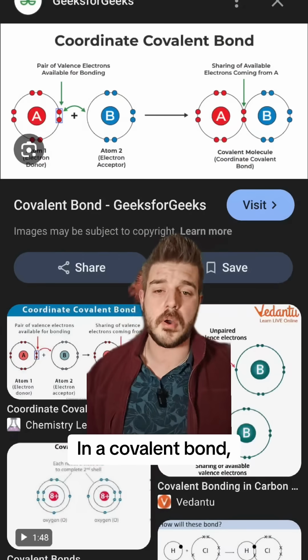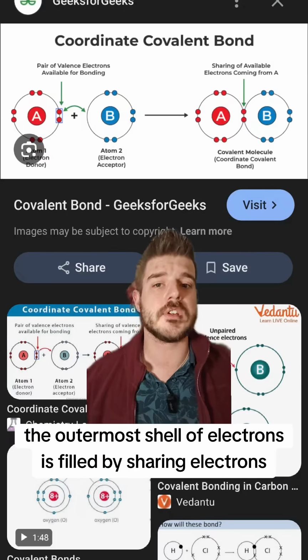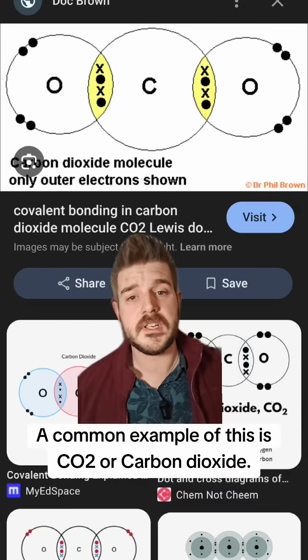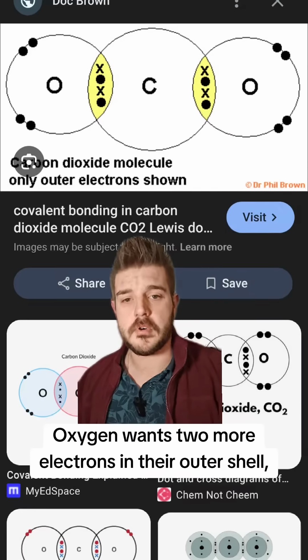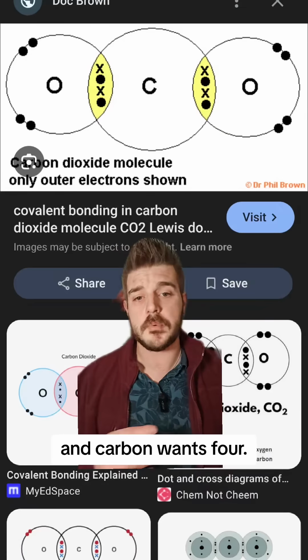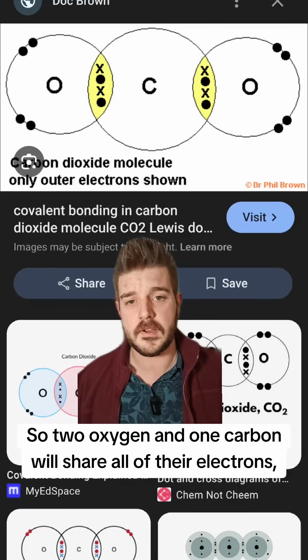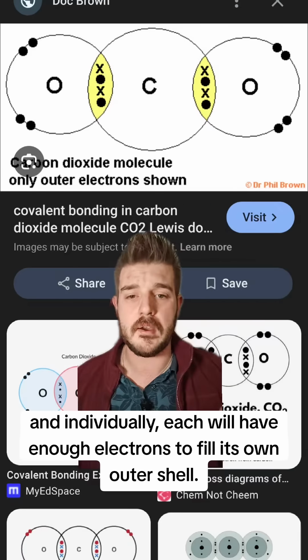In a covalent bond, the outermost shell of electrons is filled by sharing electrons as opposed to donating and receiving electrons. A common example of this is CO2 or carbon dioxide. Oxygens want 2 more electrons in their outer shell and carbon wants 4, so 2 oxygens and 1 carbon will share all of their electrons, and individually each will have enough electrons to fill its own outer shell.